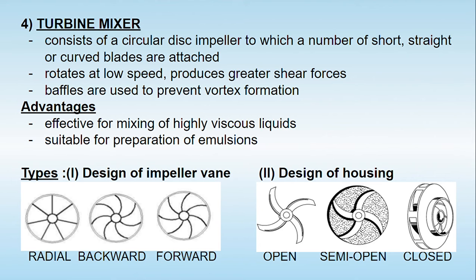is the preparation of emulsions, in which we mix two immiscible phases, water and oil, together. One of the common turbine mixers very widely used nowadays in the pharmaceutical industry is called a Silverson emulsifier or Silverson homogenizer. Please look at my other video for more details on this equipment.